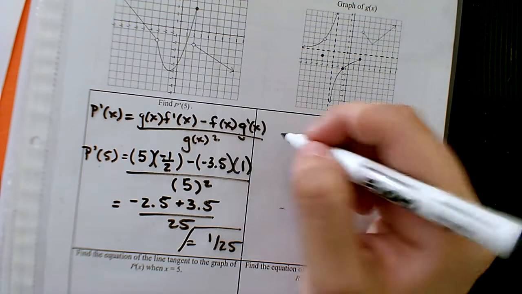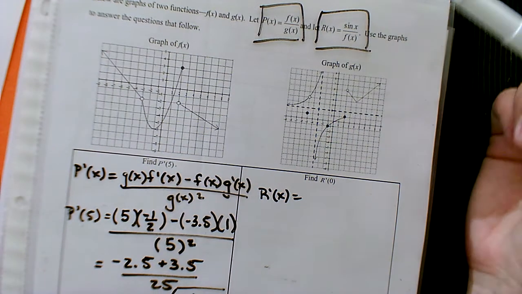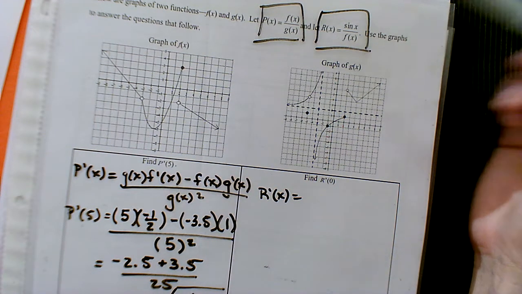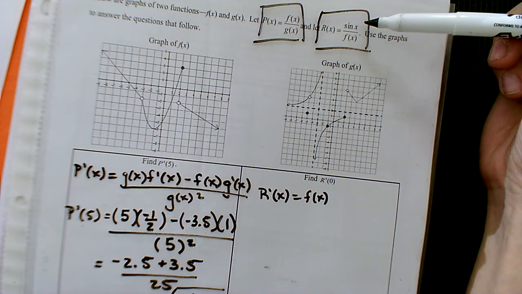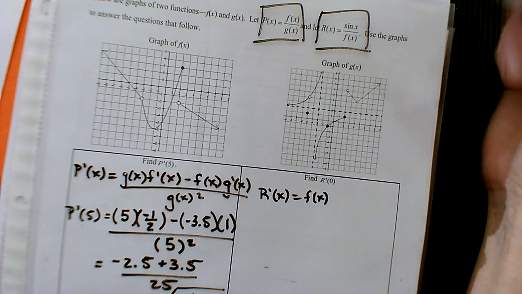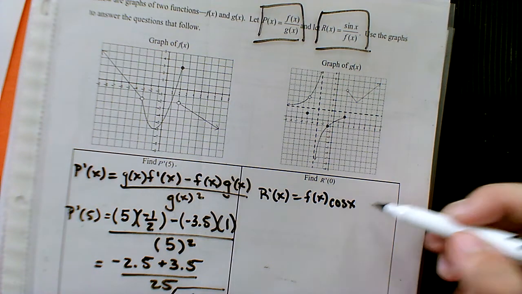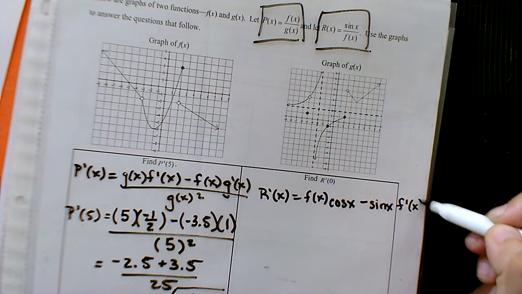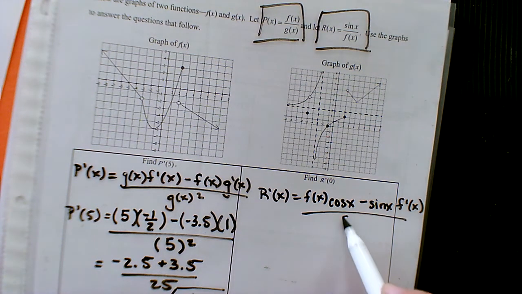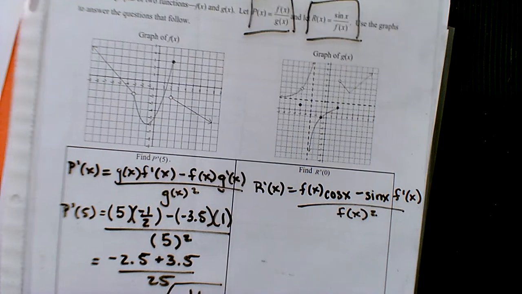All right, let's try r prime. So the r function is a fraction at the top. We're going to go through our quotient rule shortcut. So we have low, and then d high, the derivative of sine. We got cosine. So low d high minus high d low, square the bottom, and we're good to go.